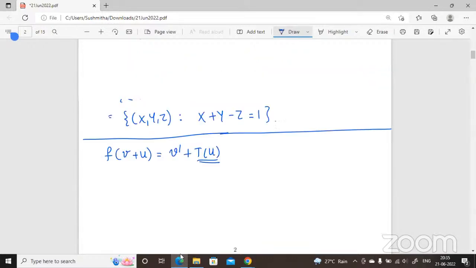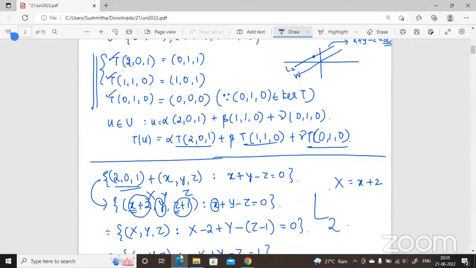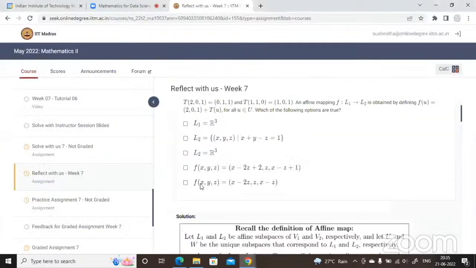Ma'am, is this the linear transformation that was given? T of u is already given on the basis, isn't it? Yes, ma'am. We can calculate the expression from this one. The point v prime is also given there: 201 plus T of u. So you just have to calculate T of u, and then add 201.